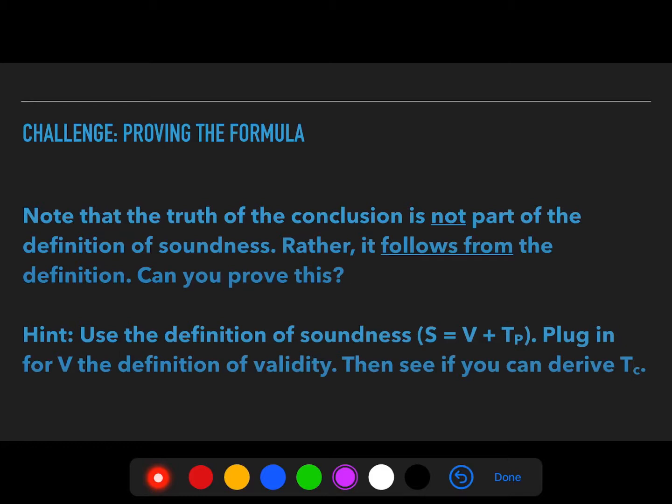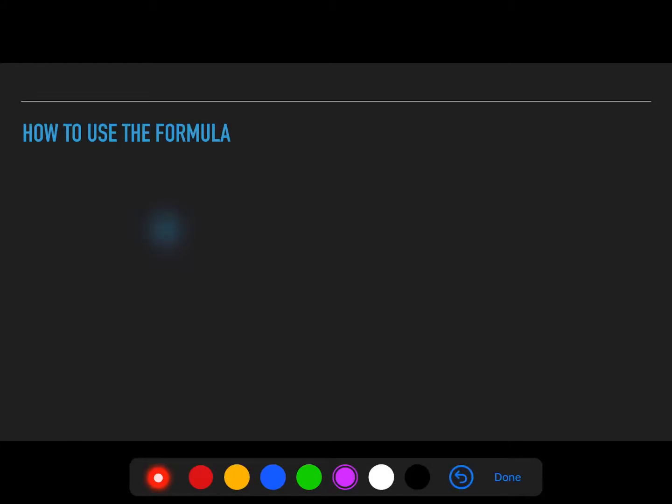Then plug in for V the definition you learned about validity. What does that say? Write out the definition of it. Then combine that definition with the truth of all premises. Okay, then you've got a sound argument. And then see what you can derive from all that, putting it all together: putting the definition of soundness together with the definition of validity and seeing if you can see why the truth of the conclusion is going to follow from all that. Okay, so stop and try to work that out at some point. But what I want to do in this lecture is tell you first how to use the formula, and then we're going to look at some examples of it.